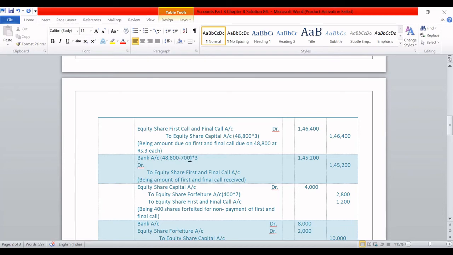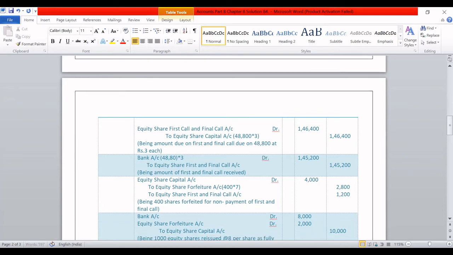So now how much is the amount received? 1,45,200. So the amount received for the first and the final call is nothing but 1,45,200.